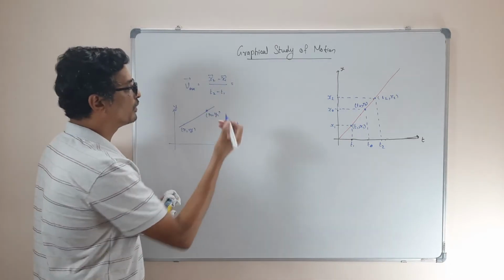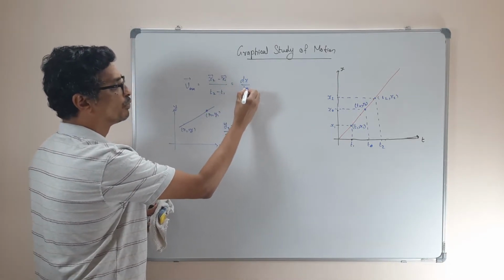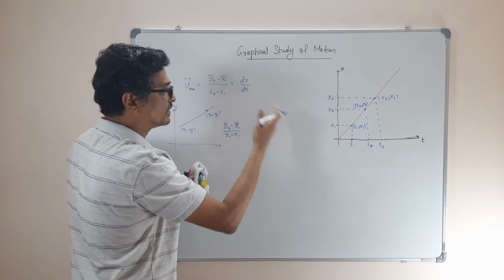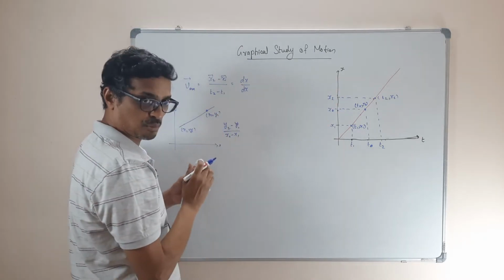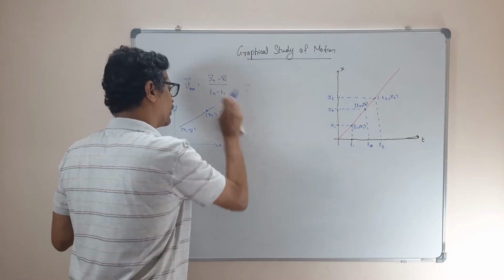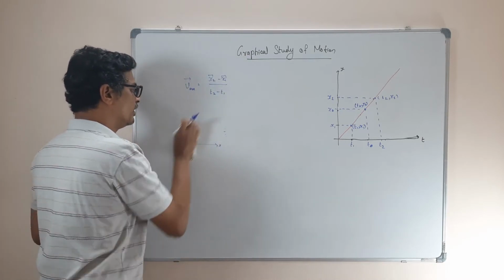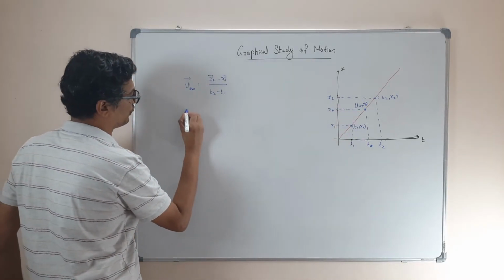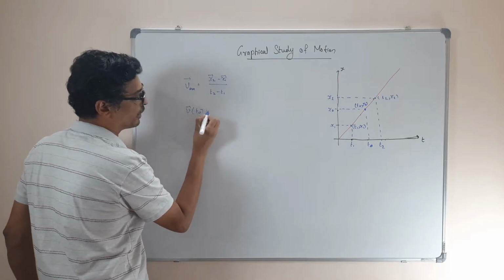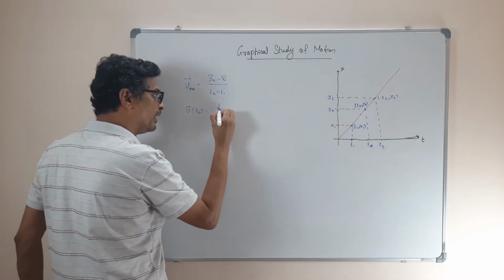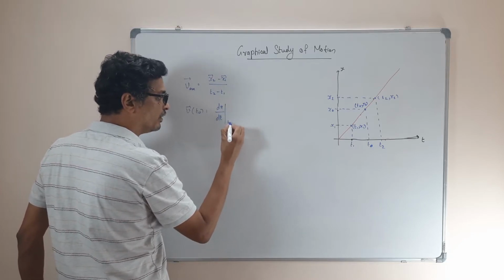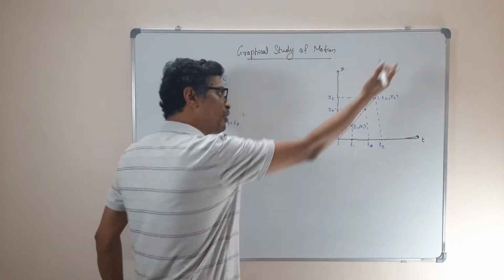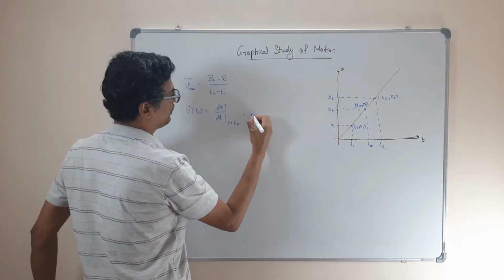Am I right? And we can write slope as dx by dt. It is a straight line, and because it is a straight line, dx by dt will be the same. So of course the slope also will be the same. So this is the average velocity. And the instantaneous velocity will be the same as the average velocity. So v at t0, if I ask you to find it, will be dx by dt at t equal to t0. And since it is a straight line, this slope is going to be the same at all points. So this will be equal to v average.